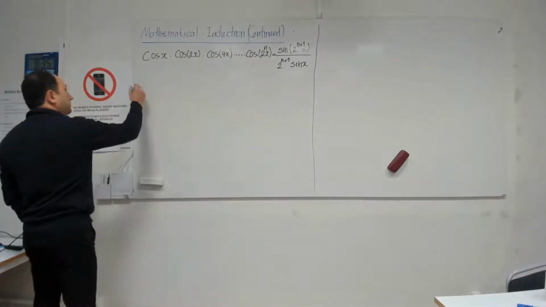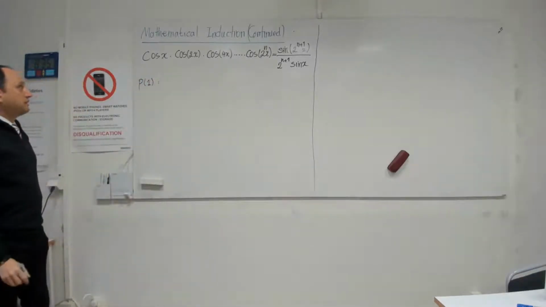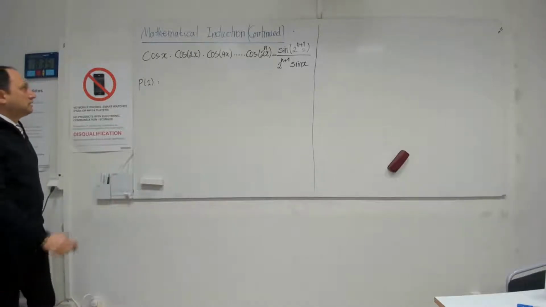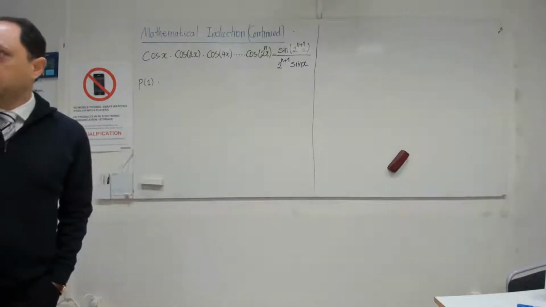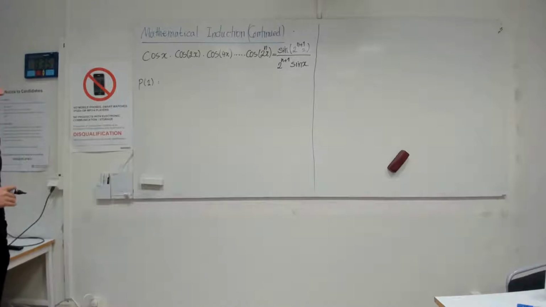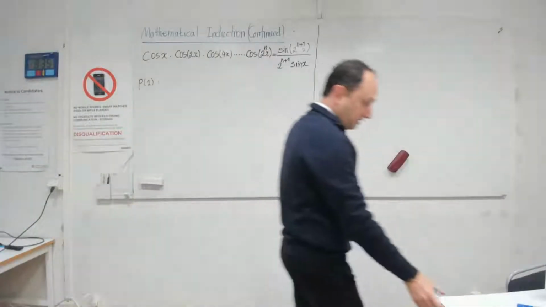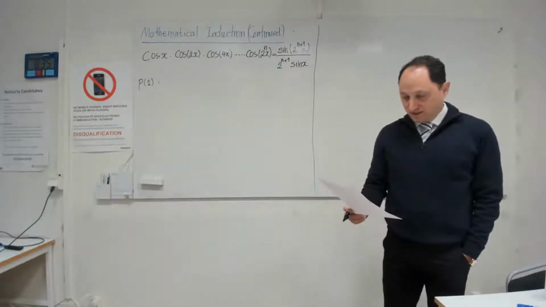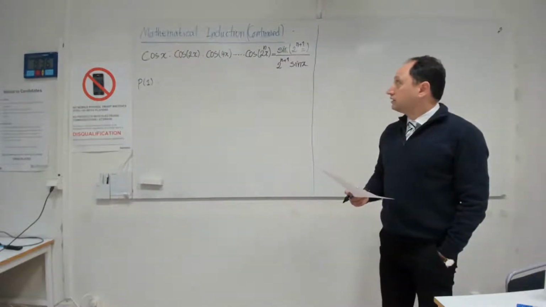So what I need to check first is if P1 is true or false. Do you remember what was the point about P1, yes? So what is P1 in this case? It would be cosine x times cosine 2x, I think. Yes, that should be the case.